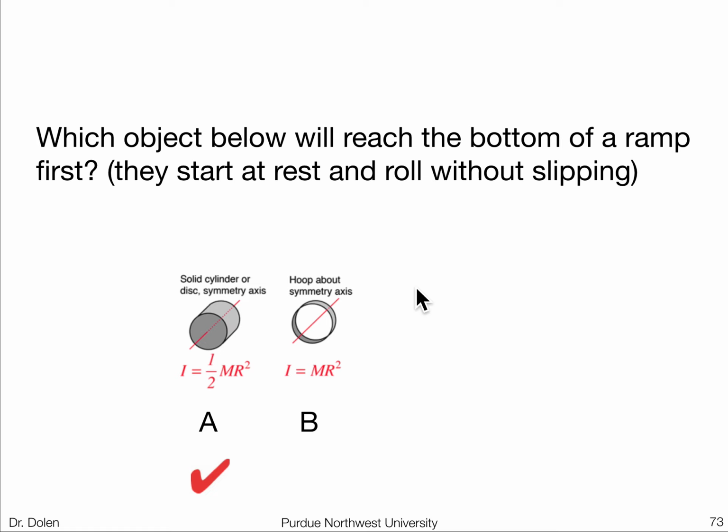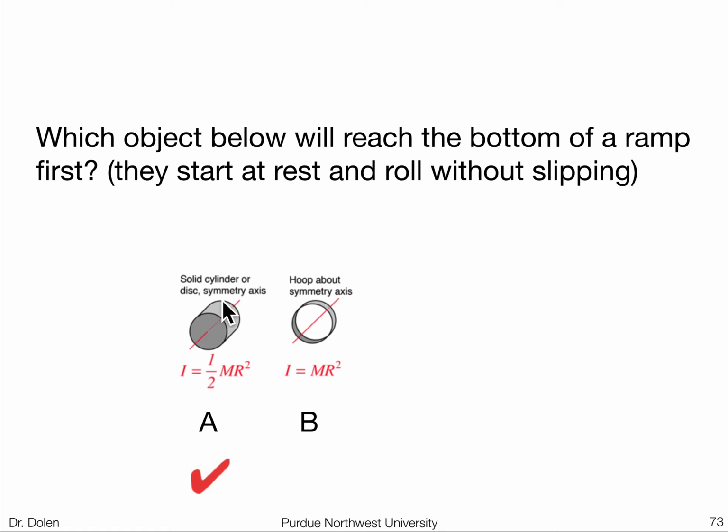They have the same gravitational potential energy. But as they roll down the ramp, they're going to be gaining both translational kinetic energy and rotational kinetic energy. The hoop has a larger moment of inertia, which means more energy is going to have to go into making it rotate, and less energy can go into translating it and moving it down the ramp. So this one ends up losing the race, and this one ends up winning the race.